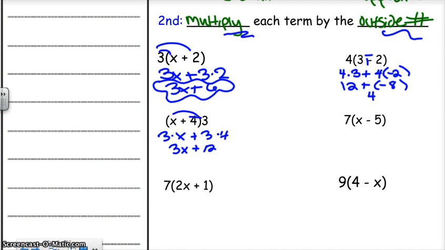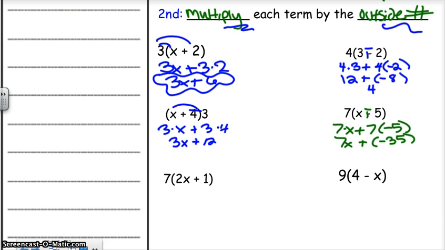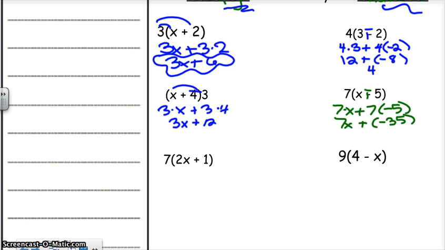Next one, I see minus. I can plus the opposite. So 7 times x plus 7 times negative 5. 7x plus a negative 35. We don't leave it like that. Because there's 2 signs in the middle, it's not really fully simplified. You rewrite it as 7x minus 35. If you plus a negative, you're really minusing. Okay?